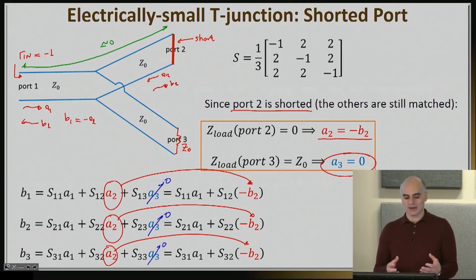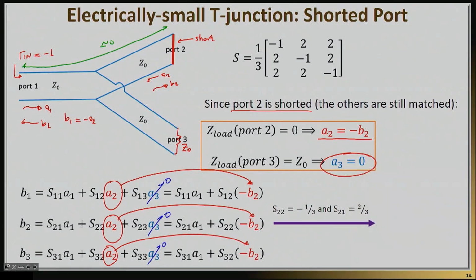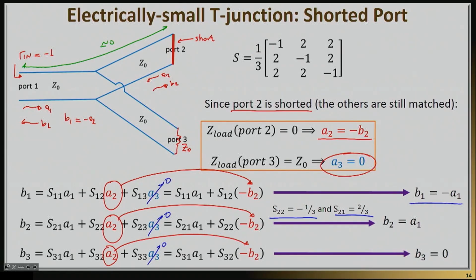So now I wrote the expressions for B1, B2, and B3 as a function of A1, A2, and A3, and I utilize what I do know for some of these waves: A2 = -B2 and A3 is equal to 0. From now on, it's really just a matter of algebra to find out B1, B2, and B3. For example, if I take the second equation and I utilize the fact that S22 is -1/3 and S21 is 2/3, then I can basically find out that B2 is equal to A1. Then if I use this result, I'll find out that B1 is negative A1, as I should have, and then B3 is equal to 0.